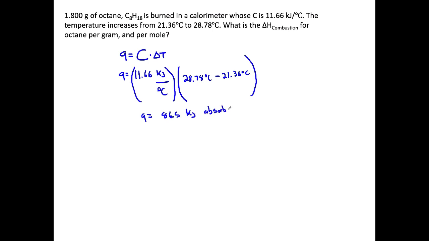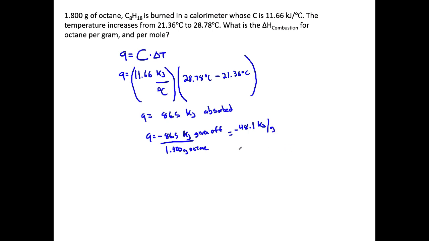absorbed by the calorimeter. And so when we're trying to figure out what's the delta H of combustion, the opposite sign is what's given off. So negative 86.5 kilojoules is given off. Now, how much is that going to be per gram? So we divide it by the sample size, 1.8 grams of octane goes on the bottom. And so this is going to be negative 48.1 kilojoules per gram.